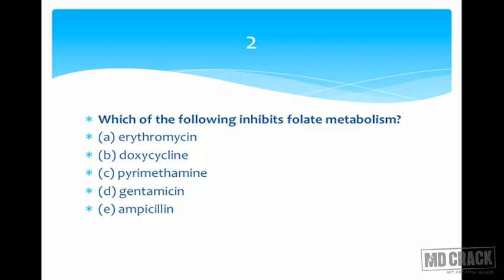Next option above that is doxycycline, that's B. That's a broad spectrum antimicrobial agent. You know it inhibits protein synthesis, and A, erythromycin, also inhibits protein synthesis. So we are left with pyrimethamine, which is affecting folate metabolism. Folinic acid is not going to be formed, and inhibition of synthesis of folic acid is going to lead to inhibition of DNA synthesis. So the answer for question number 2 is pyrimethamine. We move to the next question of this session.